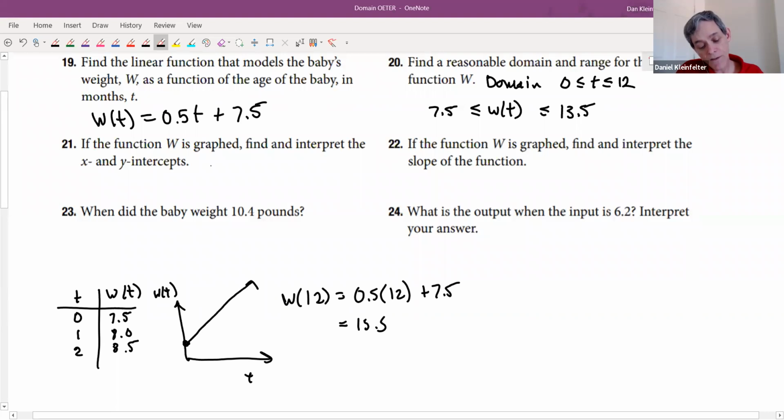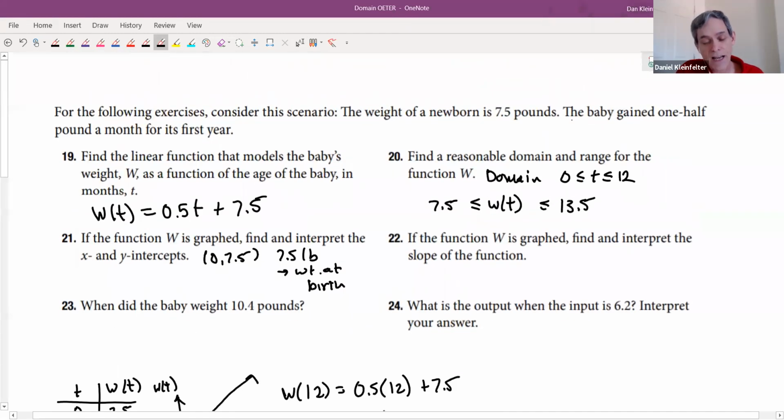For 21, it says if the function W is graphed, find and interpret the X and Y intercepts. So the Y-intercept was 0, 7.5, and the 7.5 pounds is the weight at birth. Okay, and then there is no x-intercept. If there were an x-intercept, it would mean the baby's weight is 0 sometime before they were born. But the model here, we're only applying, I think, after birth time. So there's no x-intercept in the domain.